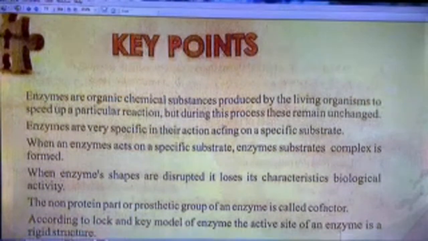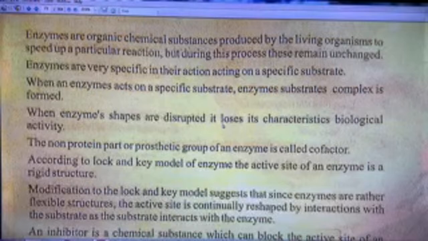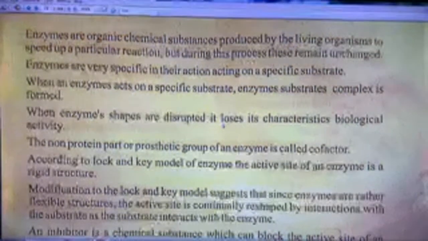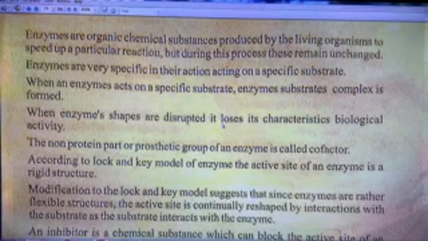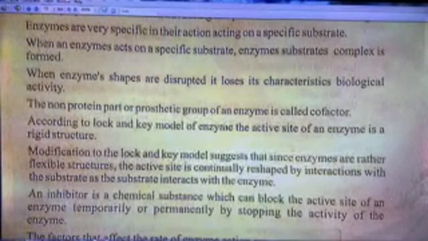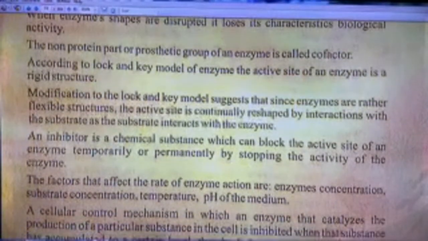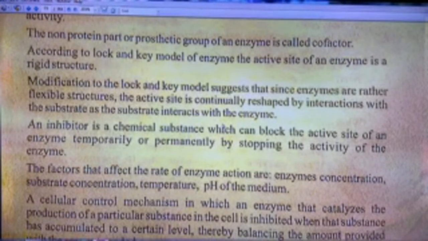Enzymes are organic chemical substances produced by living organisms to speed up a particular reaction, but during this process, they remain unchanged. Enzymes are very specific in their action, acting on specific substrates. When an enzyme acts on a specific substrate, an enzyme substrate complex is formed. When enzyme shape is disrupted, it loses its biological activity. The non-protein part or prosthetic group of an enzyme is called a cofactor.